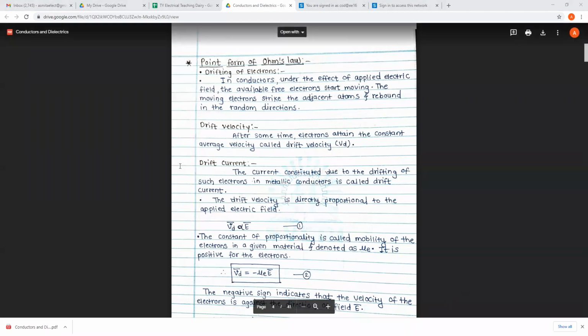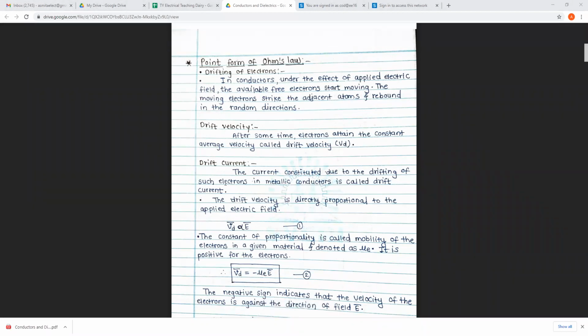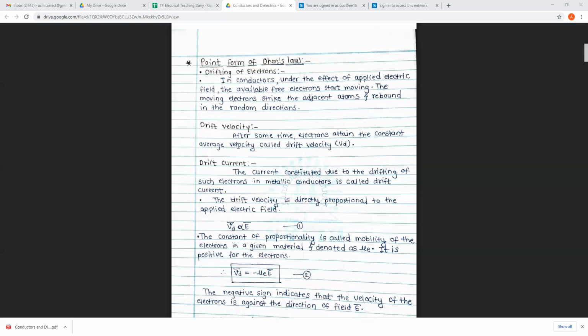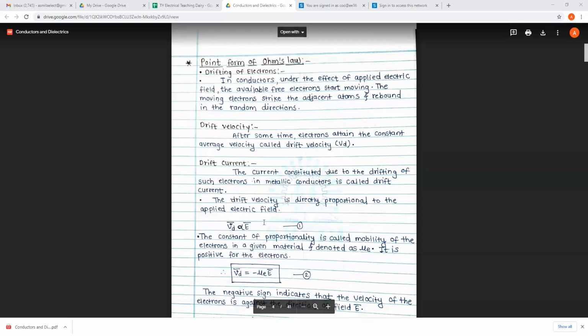Then what is the drift current? So the current constituted due to the drifting of such electrons in metallic conductors is called the drift current. Okay, we have just seen, after the collision these electrons are again moving with some drift velocity, and when they start moving it will produce the current. Whatever current is produced by such electrons is nothing but the drift current. So the drift velocity is directly proportional to the applied field.